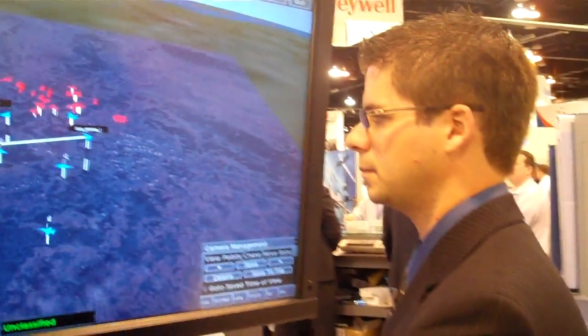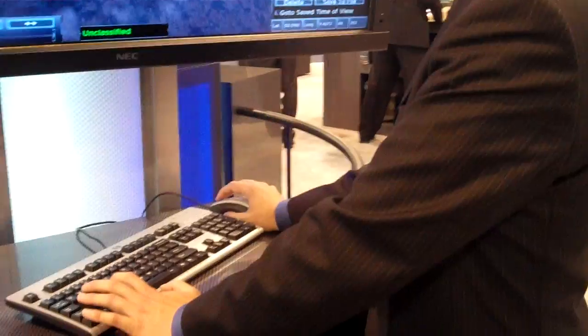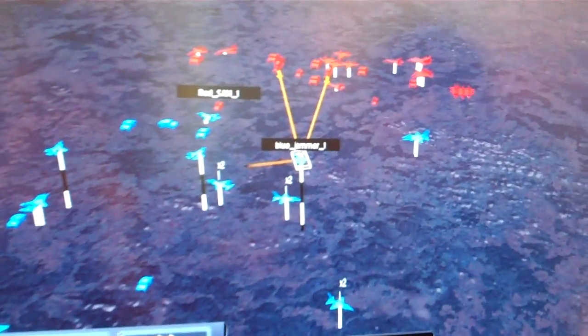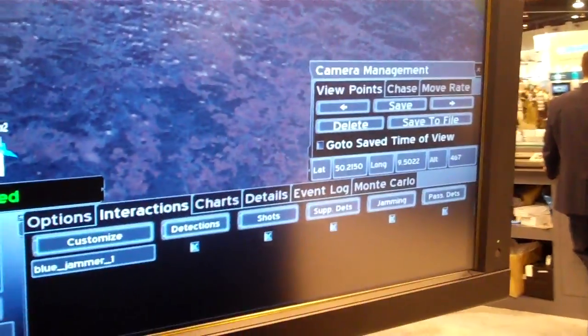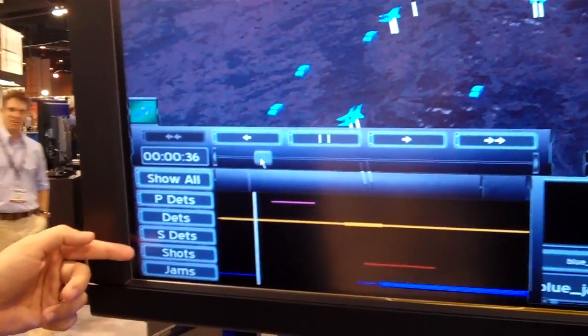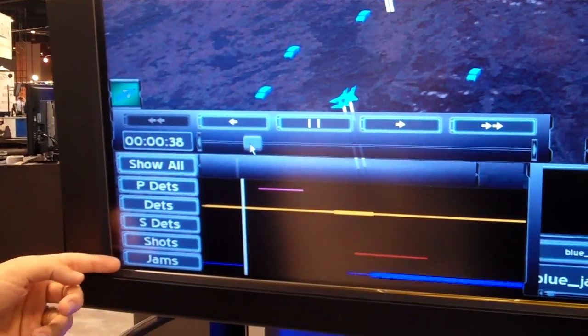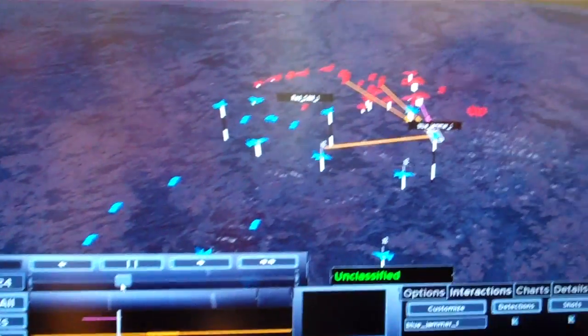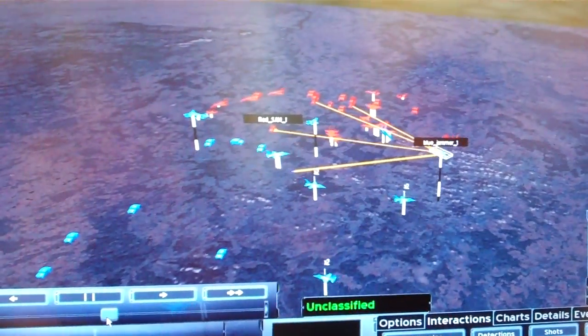And what we see here already is that Jared's pre-selected a couple of entities of interest, Blue Jammer 1 and Red Sam 2. We're going to look at the interactions between those two. So he's going to Blue Jammer 1 and turning on detections, shots, suppress detections, jamming, and passive detections. The ones we're most interested in for this demonstration are detections, which are orange, shots, which are red, and jams, which are blue. You can also see already that there are some lines showing you these interactions between our Blue Jammer and several other units.